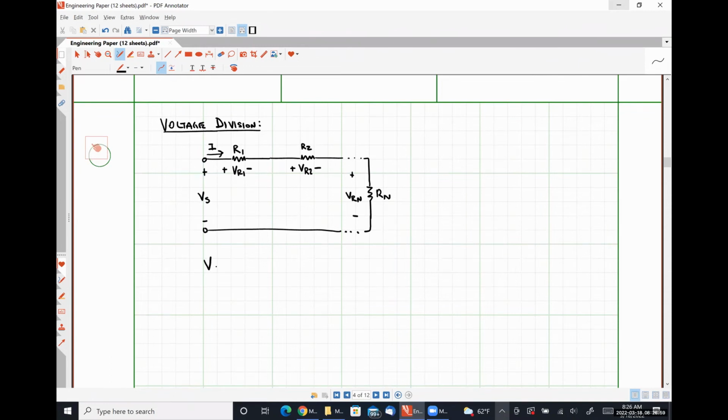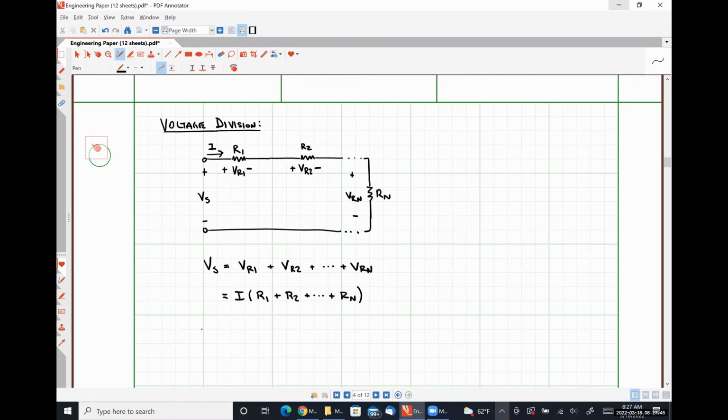Applying Kirchhoff's voltage law tells us that V sub S is simply the sum of VR1 plus VR2 all the way out to VRN. And we can express this in terms of that common current so that we'll have I multiplied by R1 plus R2 all the way out to plus R sub N.